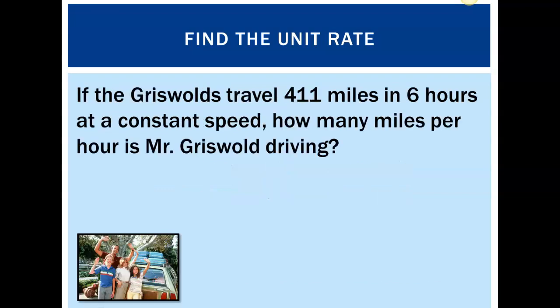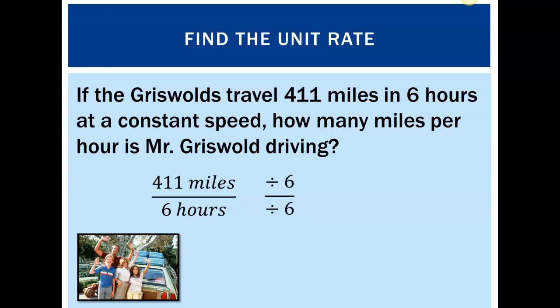In our next example, we have the Griswolds. If they travel 411 miles in 6 hours at a constant speed, how many miles per hour is Mr. Griswold driving? The first step is to set up the original rate. So we begin with 411 miles over 6 hours. Then we need a denominator of 1. So we will divide both the top and the bottom by 6.